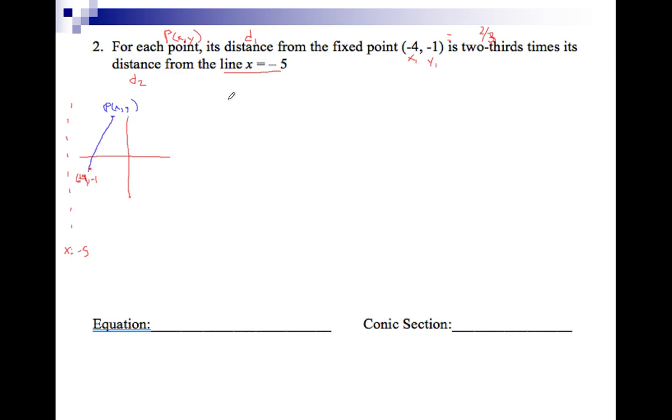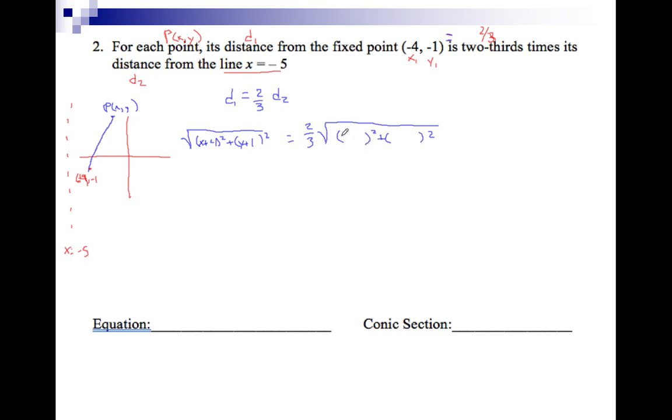So let's write our equation. The first distance is 2/3 times the second distance. So that's Pythagoras is 2/3 the second Pythagoras. So this distance is fine, right? This distance is x minus -4 and y minus -1.